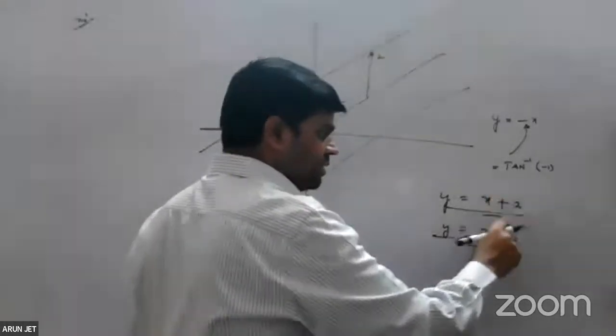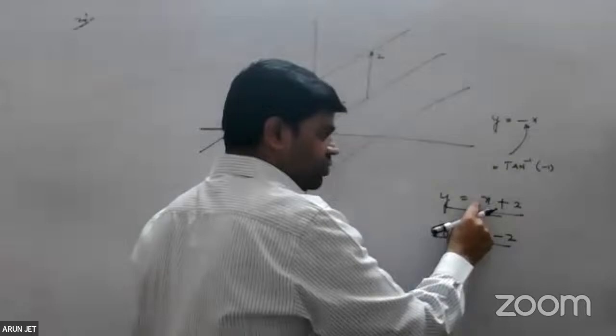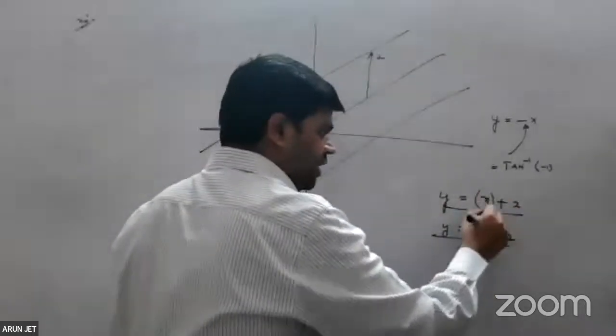Previously, how were we plotting? I was saying that this is an intercept and this is a slope. But now I'm not doing that. I said, I know y is equal to x.